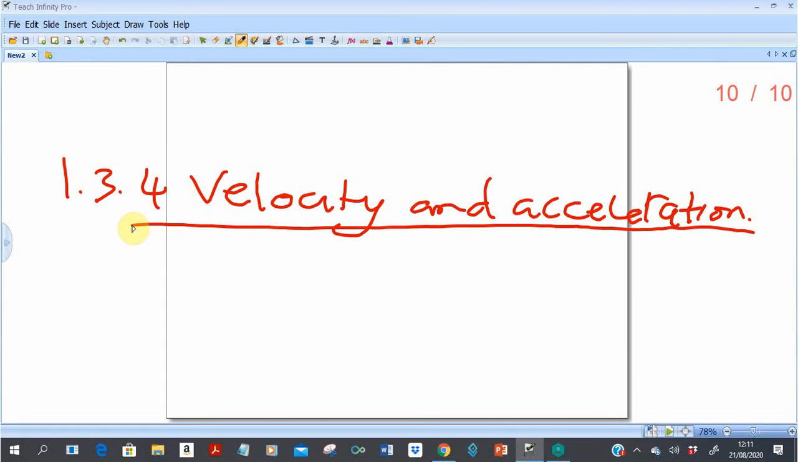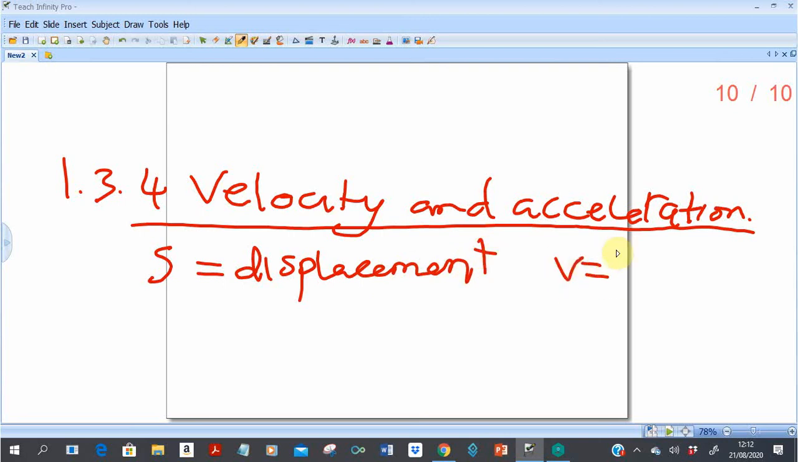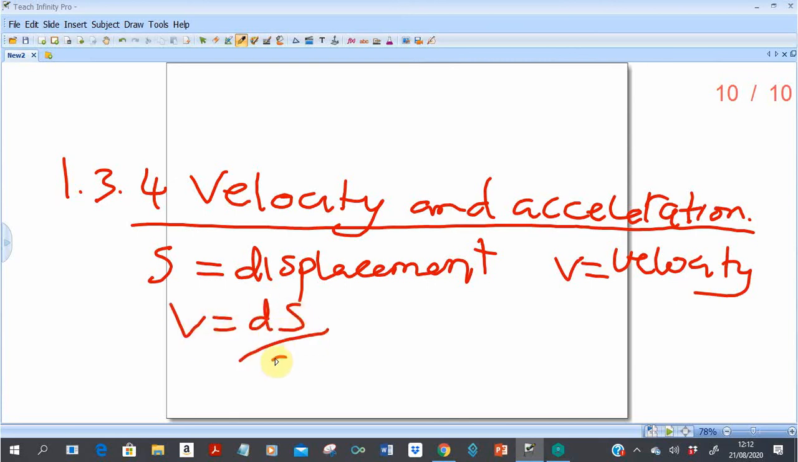Okay, so the things that we have to note here is that S will represent displacement, which is just distance in a particular direction. V is the velocity, and A is the acceleration. Now, velocity is equal to the rate of change of displacement with time, and acceleration is just equal to the rate of change of velocity with time.